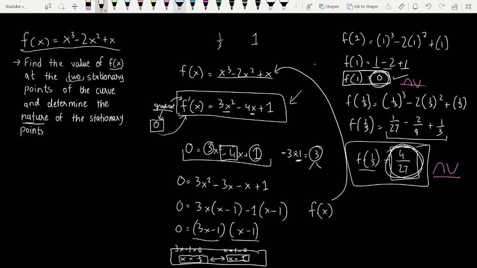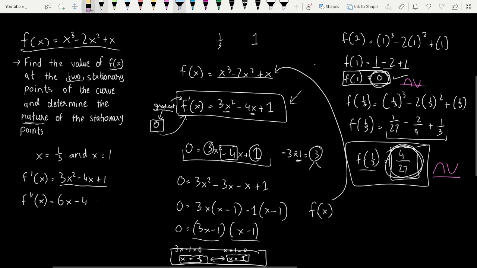So what we have over here is our two x coordinates for the stationary points, which are 1/3 and 1. What we're going to do is take our derivative equation and differentiate it again. It becomes f''(x). So this is the double derivative equation now. Then you differentiate all of this. So this is just going to be 6x minus 4 plus 0, and I don't even need to write that. So this is my double derivative equation.